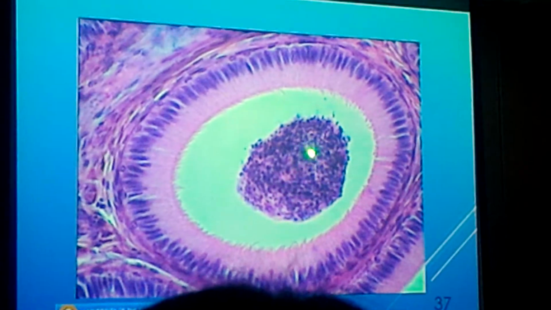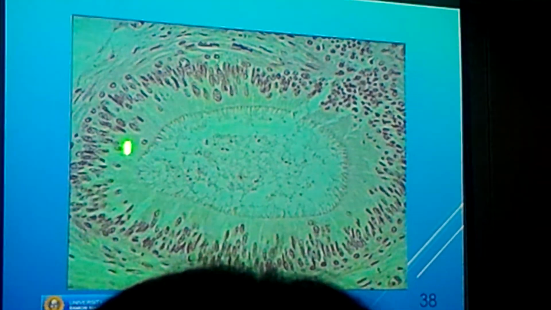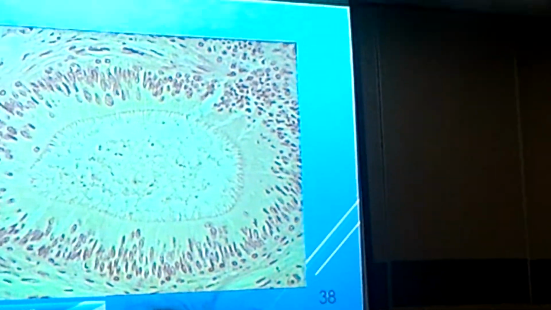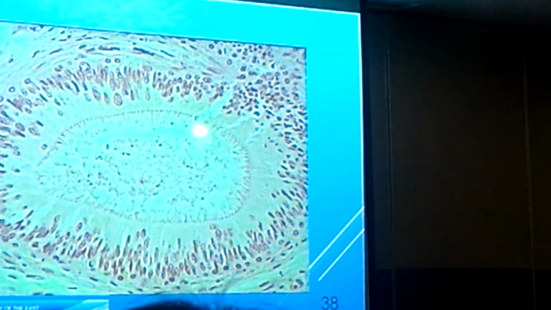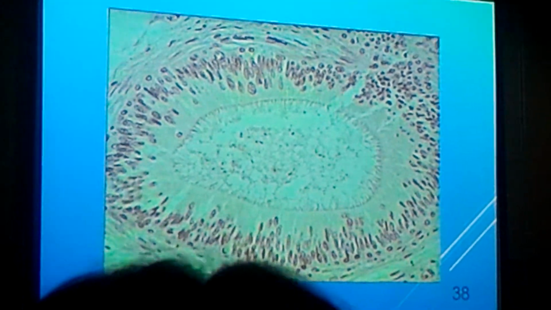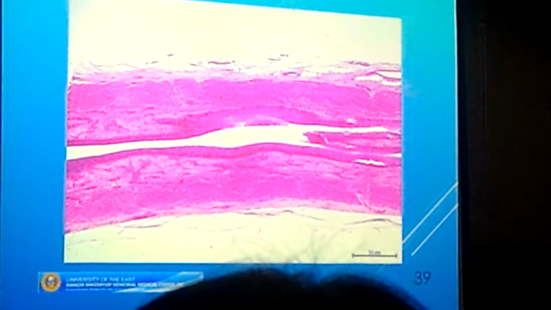Okay, spermatids. This is the nice one. What is this? Pseudostratified columnar epithelium with stereocilia. Stratified epithelium. You still have spermatids. With squamous. I don't know how to pronounce this.